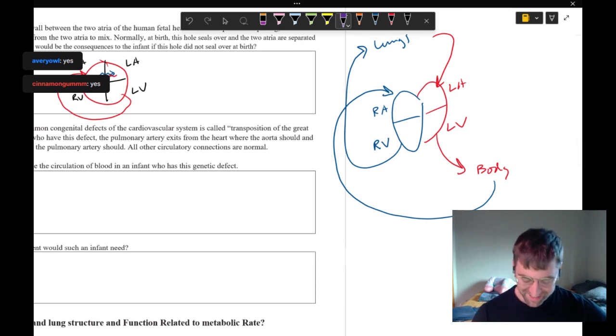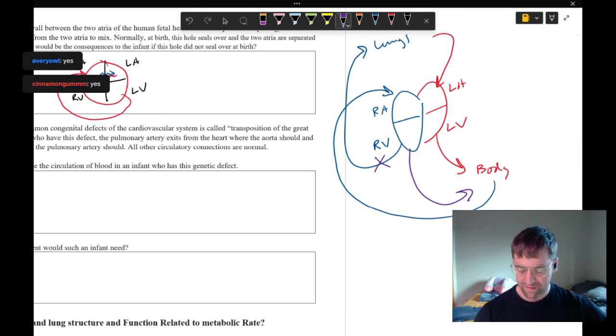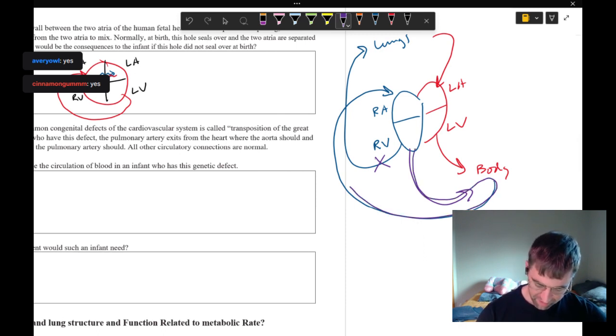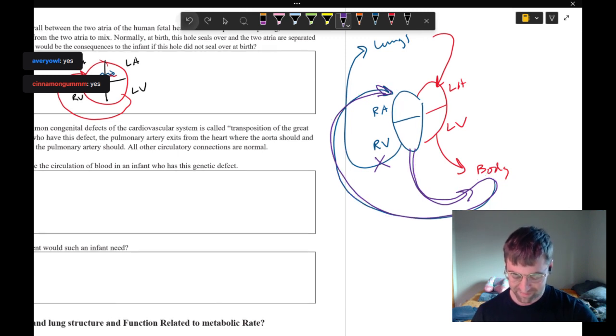What we're breaking here is this right here, and we're going to the body instead. The problem with this should be fairly apparent. We just have a circle, right? Deoxygenated blood is going in the right atrium, out the right ventricle, to the rest of the body, where it's further deoxygenating, back into the right atrium. That would be a problem, right? If unresolved, this is going to result in death.